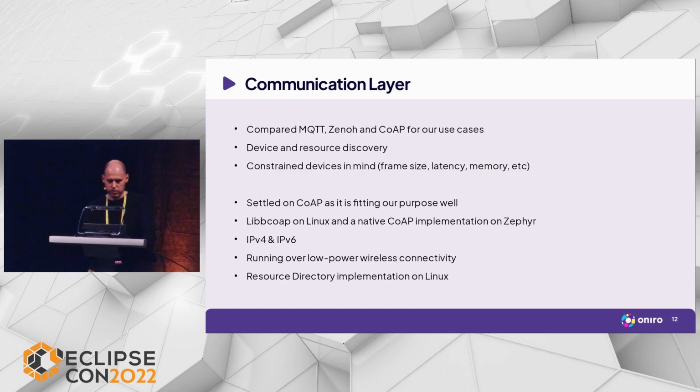Okay, so drilling further down, we start with the communication layer. What we did there: we set out and looked at various protocols we could use, and we basically decided to look at three of them and figure out if they fit our use cases. So we looked at MQTT, we looked at Zenoh, we looked at CoAP. One important part for us was that there is already an open source implementation we could use, because we didn't want to start afresh with a new protocol or implement it all on our own. And all of these also need to be available on Linux as well as Zephyr.